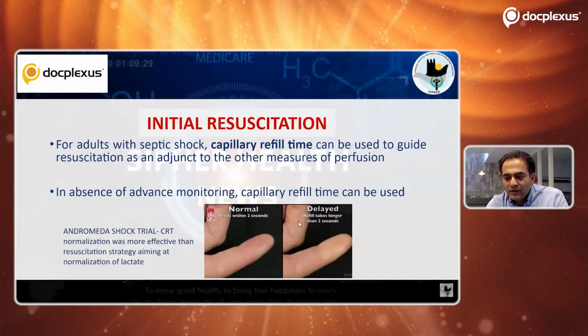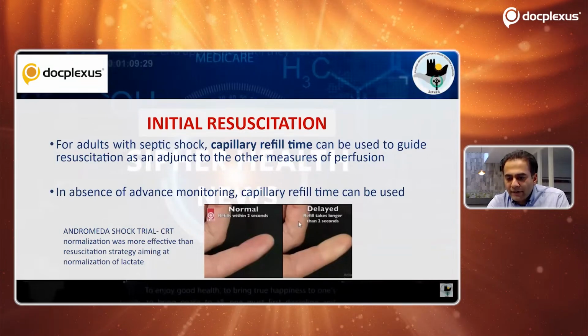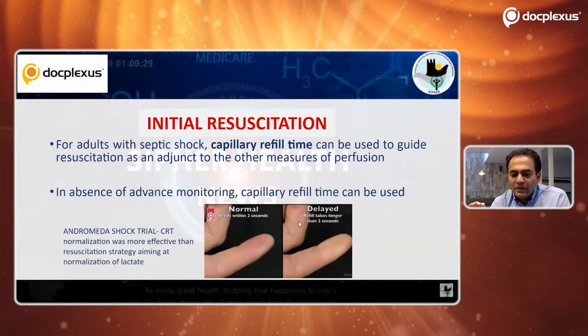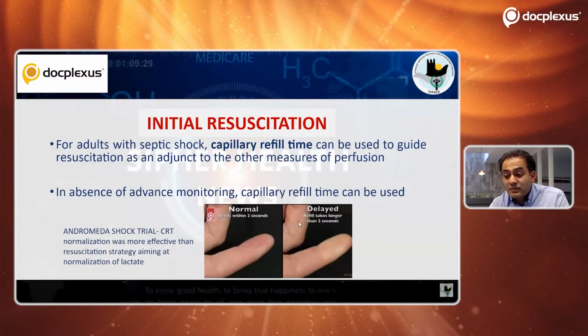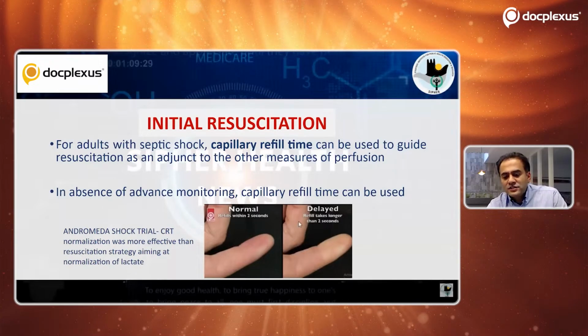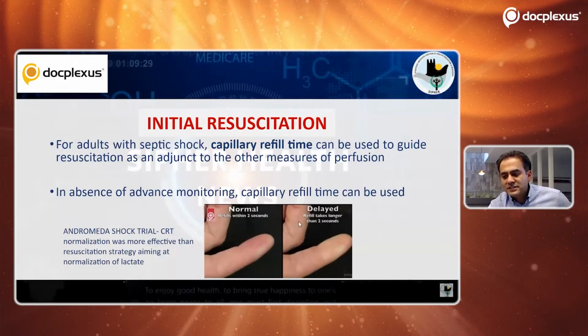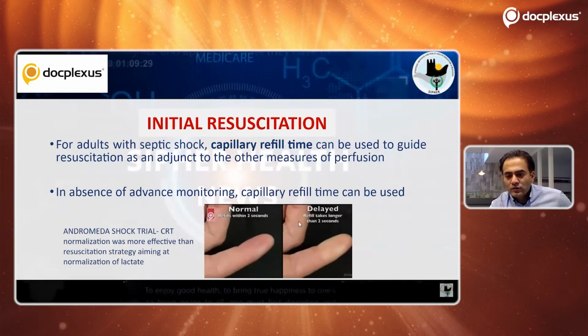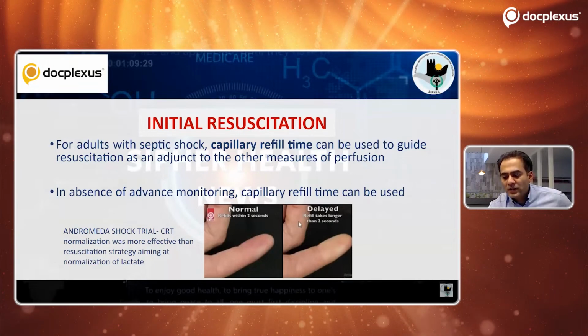the re-emergence of capillary refill time. This simple bedside test is very, very useful and can be used to guide resuscitation as an adjunct to the other measures of perfusion. If we are working in a peripheral center where we don't have advanced monitoring, a simple test of capillary refill, by blanching your index finger or thumb, and if it refills within 2 seconds, we know the perfusion is adequate. And if it is beyond 2 seconds, we know the perfusion is lacking and the patient might be in sepsis or septic shock. And this was validated in the very famous ANDROMEDA-SHOCK trial as well, where they compared lactate normalization versus capillary refill time. They found that CRT, or capillary refill time, was equally effective as lactate normalization.